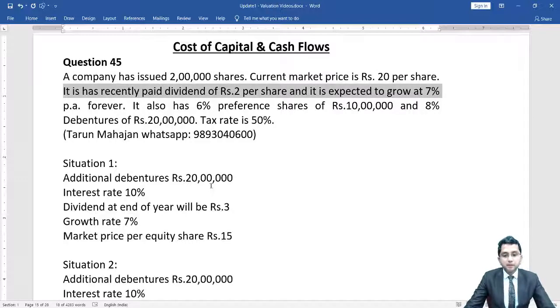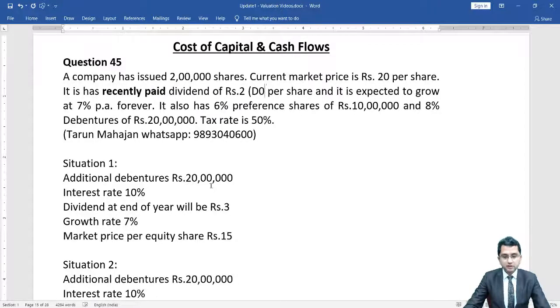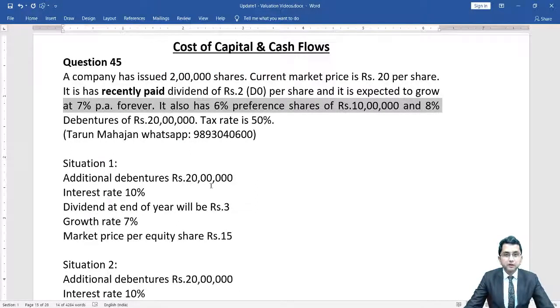It has recently paid dividend of rupees 2 per share. Notice, recently paid. So this looks like this is D0, right? 2 per share looks like this is D0, not D1. And it is expected to grow at the rate of 7% per annum forever. There is a constant growth in dividend. It means it is the situation of Gordon's model.